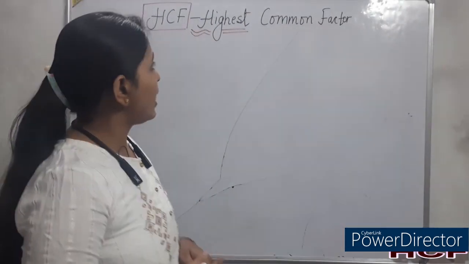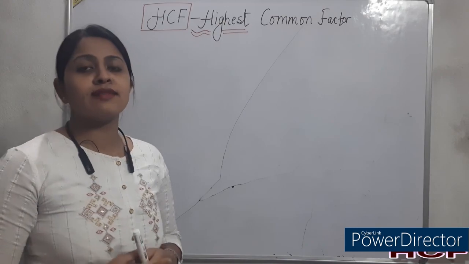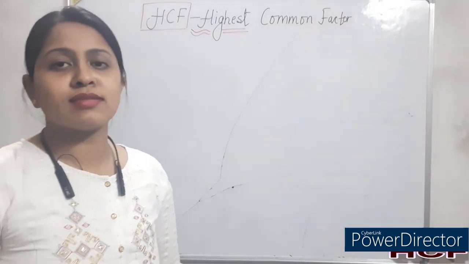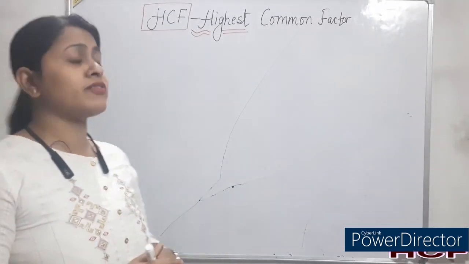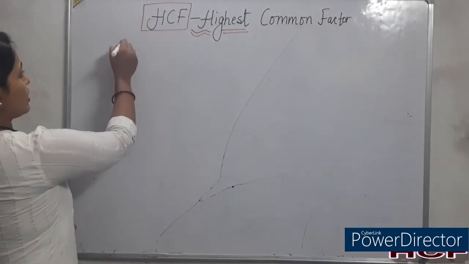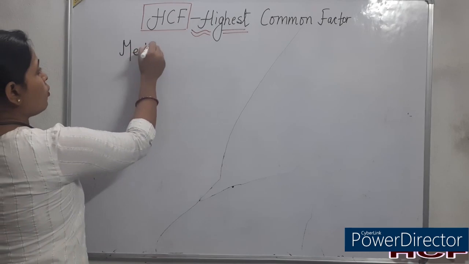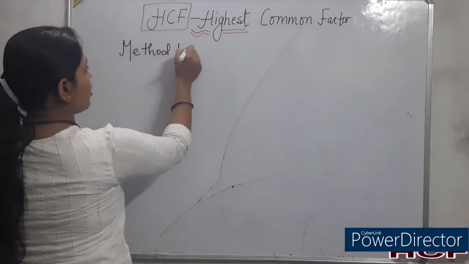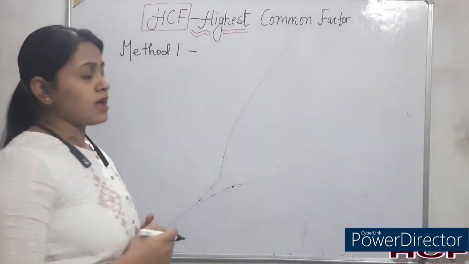So let's quickly get started. HCF is usually called the highest common factor. So the first method, method 1, which we are going to talk about, is prime factorization.